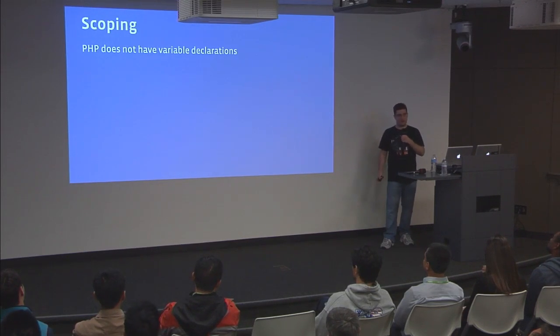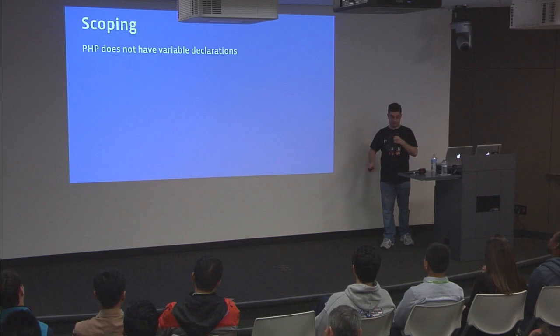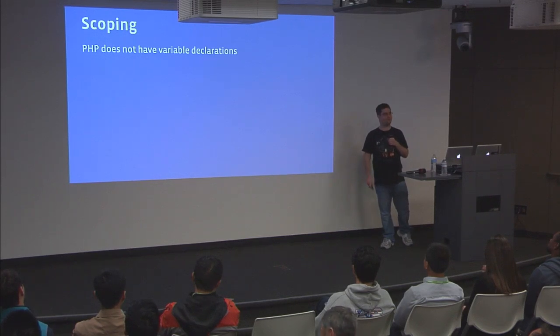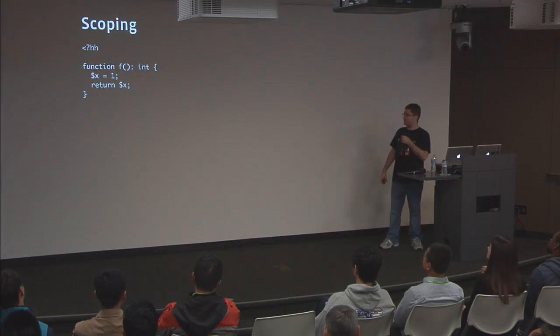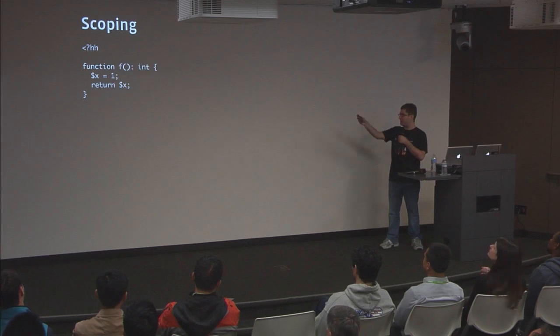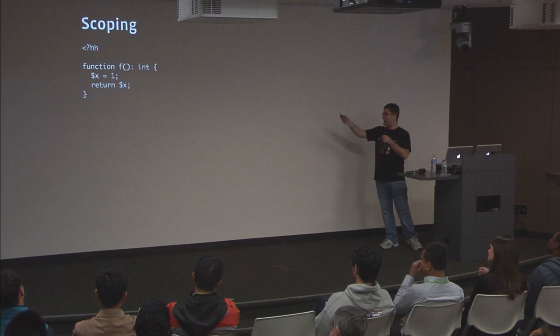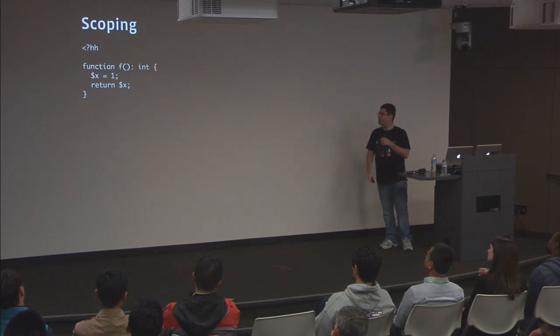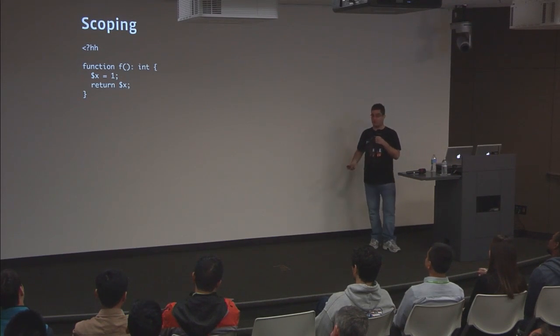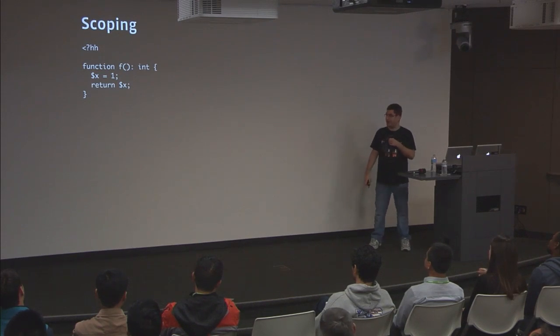So first, how do we deal with scoping? PHP, and therefore Hack, doesn't have variable declarations. So let's look at this bit of Hack code. We have this function f. We want it to return an int, and we want to be able to check that. X equals 1, return x. So how do we check if x is actually an int? We don't have a type declared for x. We don't have a declaration for x at all, as a matter of fact.